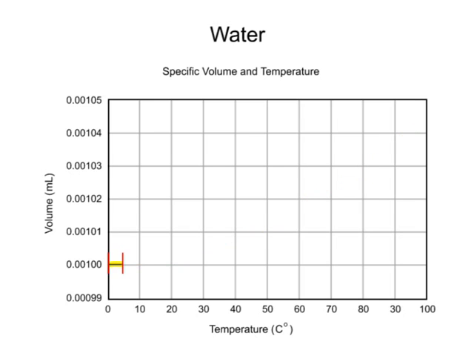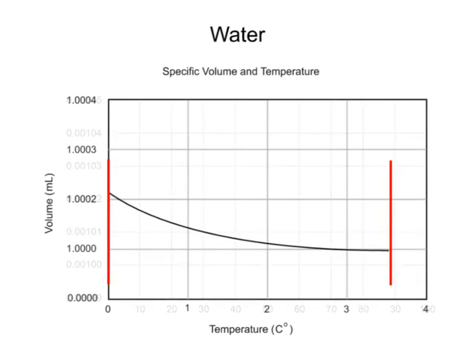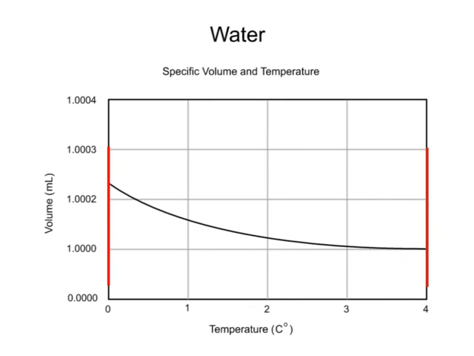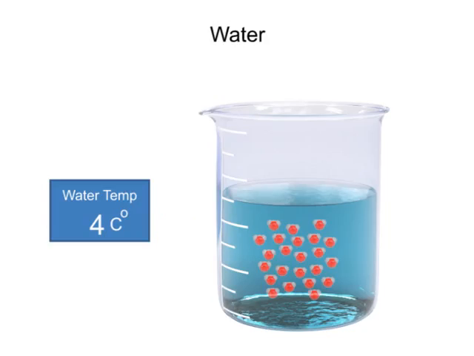When you zoom in on the graph between 0 and 4 degrees Celsius, you'll notice that there is no expansion in this range. In fact, there's a slight decrease in volume. This is due to water's unique property of having less density as a solid than as a liquid. This can be explained by the crystalline structure of ice.